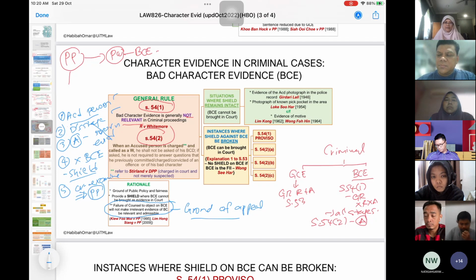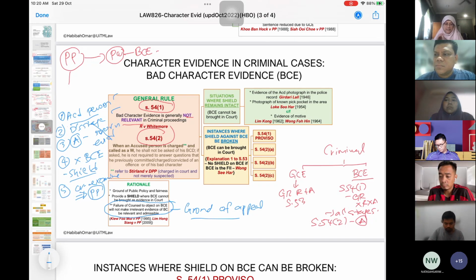Okay. So maksudnya, alright. So that will be section 54 subsection 2. Remember ada dua ya kat sini. The protection is at all stages.